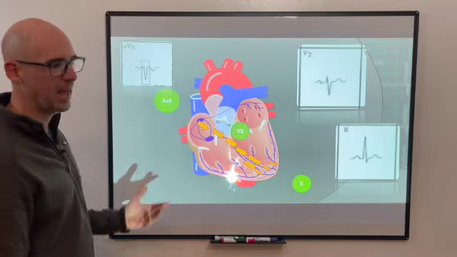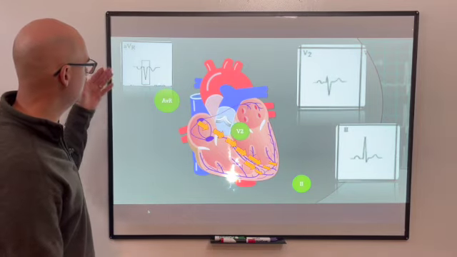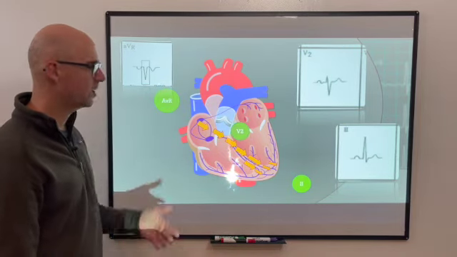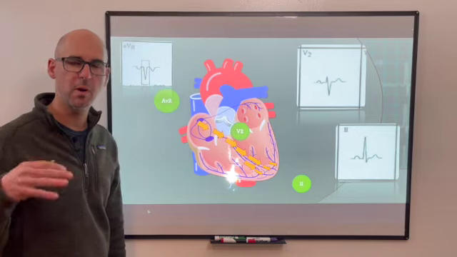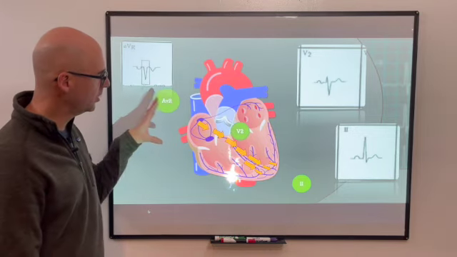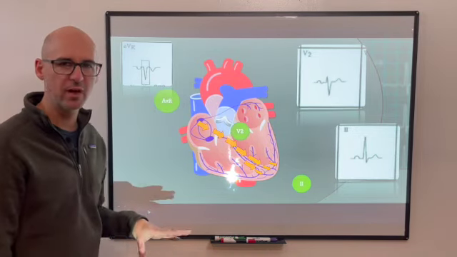And then we can have the absolute opposite of lead 2, which is going to be lead aVR. Lead aVR sits above, or looks from above the right atrium, and really it's opposite of most all the other leads.